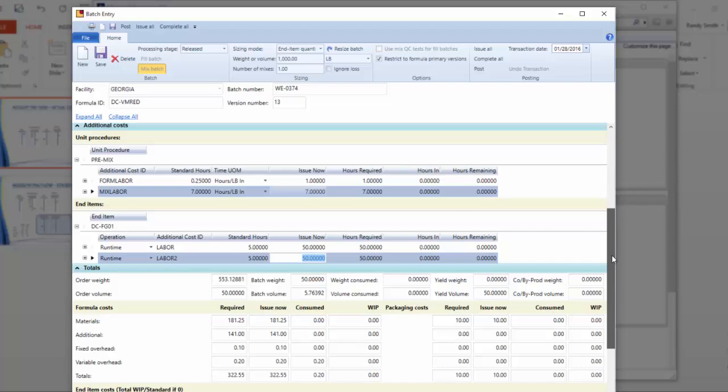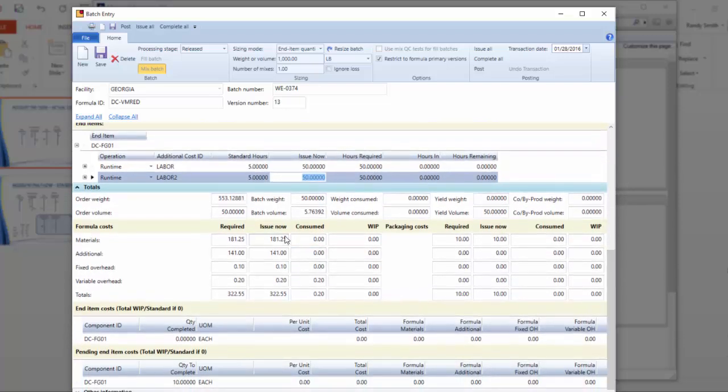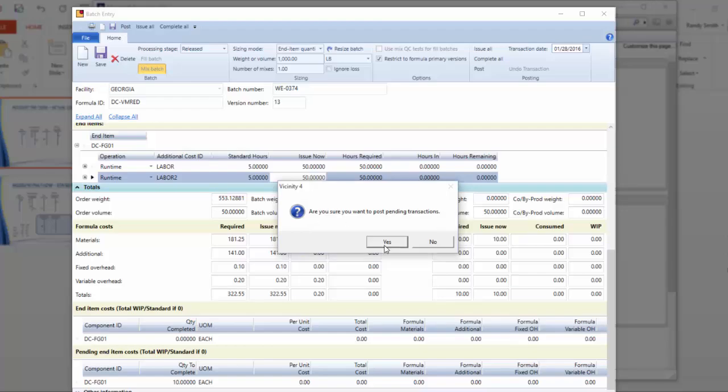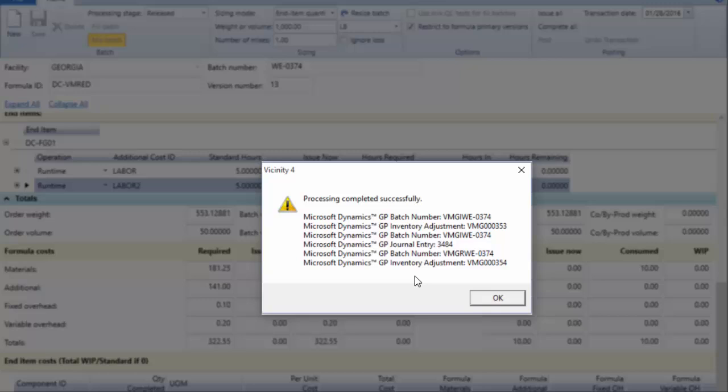The real exercise in this is to identify the GL account and the GL flow. So this is what we're about to see over in the general ledger for a cost. Let me go ahead and post this. And once it comes back, it's basically showing that everything posted successfully. There are a number of transactions happening.